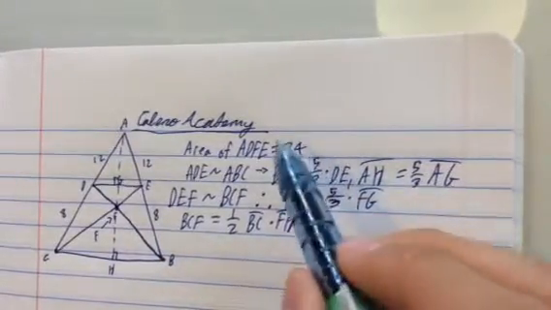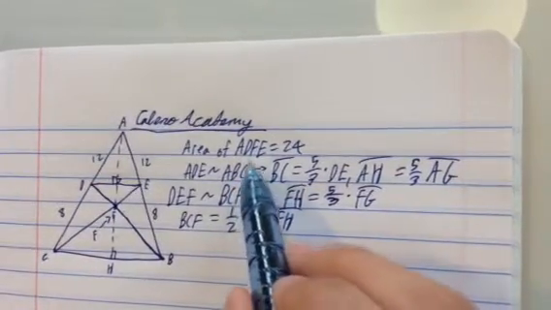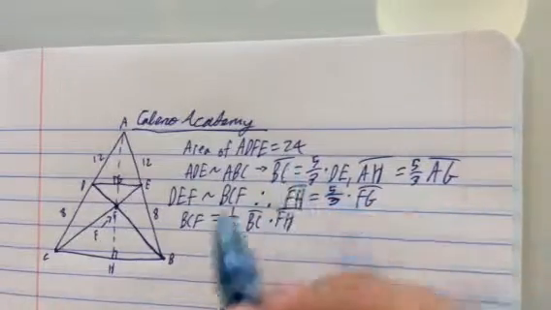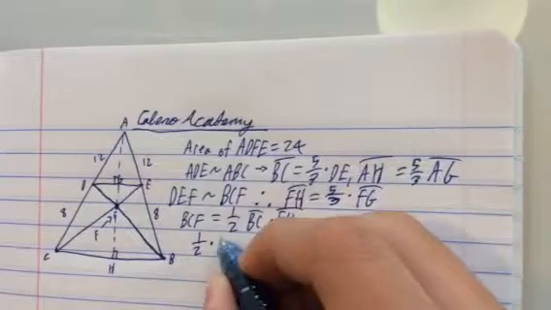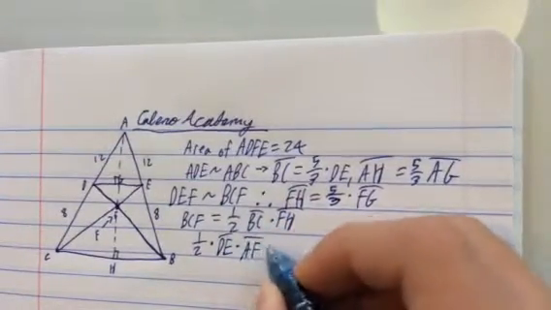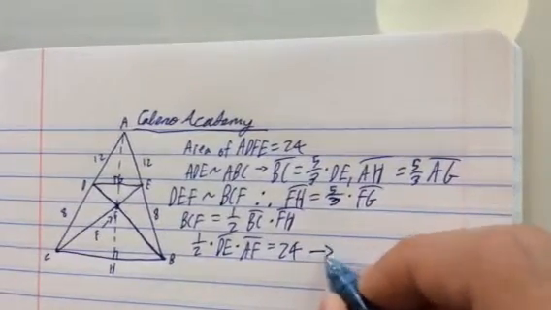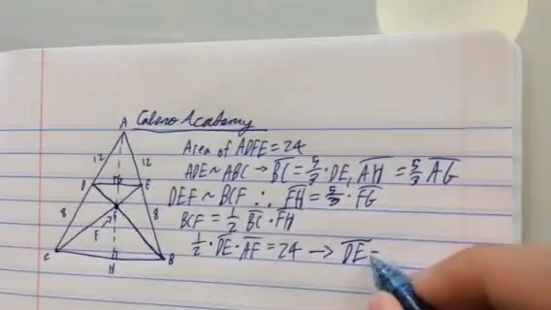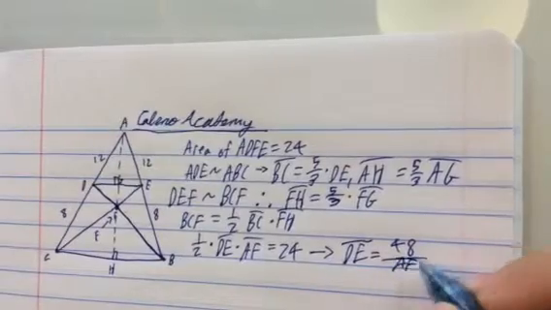Now also note, we have to remember what the area of a kite is. The area of a kite is equal to 1/2 times the product of the diagonals, or then in this case 1/2 times DE times AF is equal to 24, or that DE is equal to 48 on AF. We'll use that later.